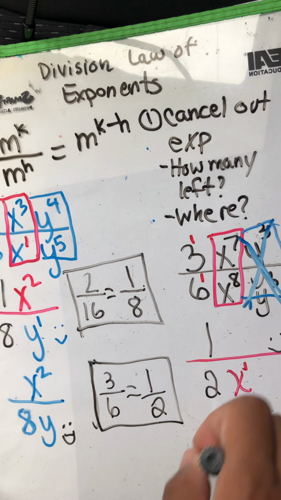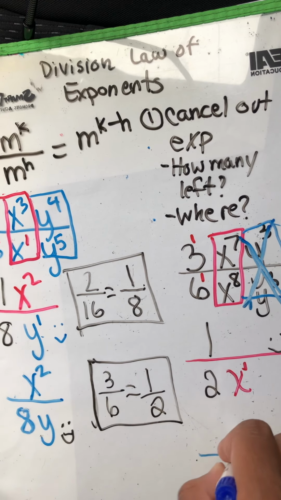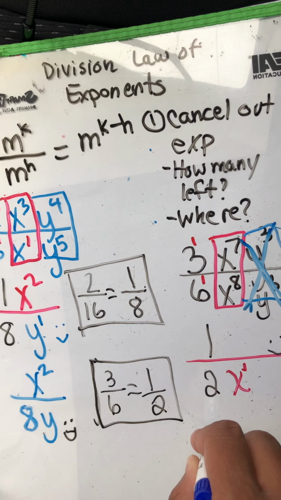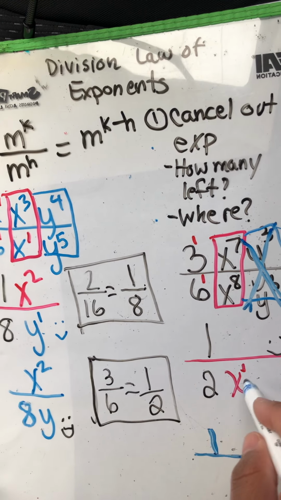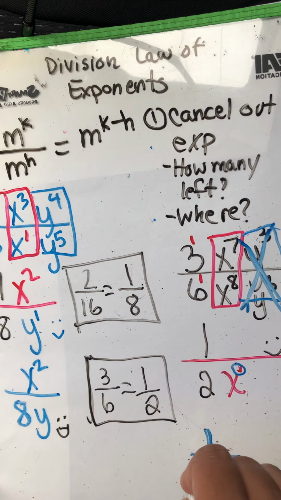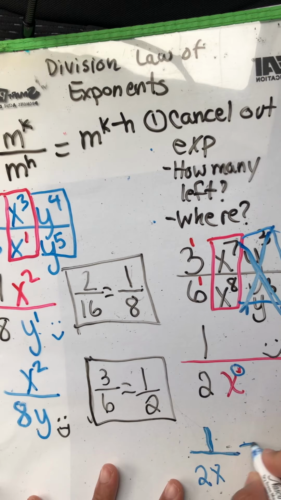Let's see if we can make it a great answer by getting rid of any extra 1. So ask yourself, do I need that 1 on the top of the fraction? And the answer is yes, because there's nothing else up there. You can't have a fraction bar with nothing on top. And then this is extra. We don't need that. 2x.